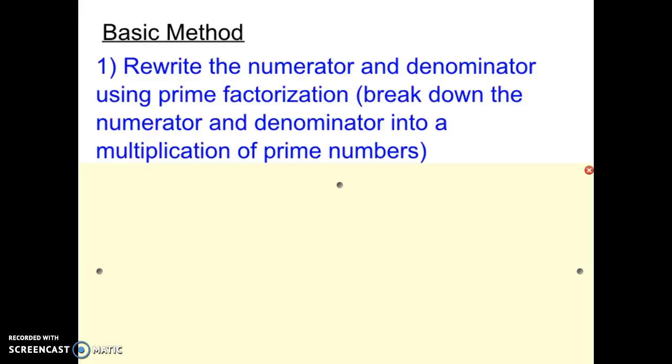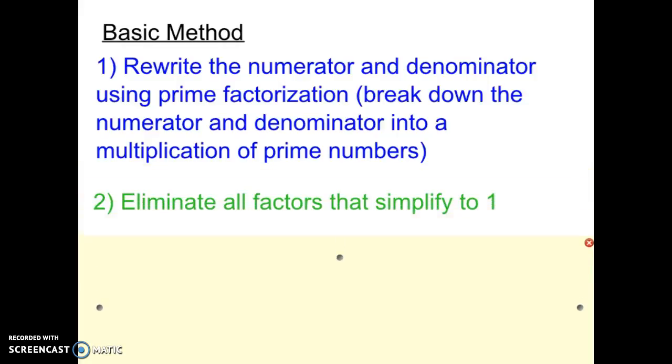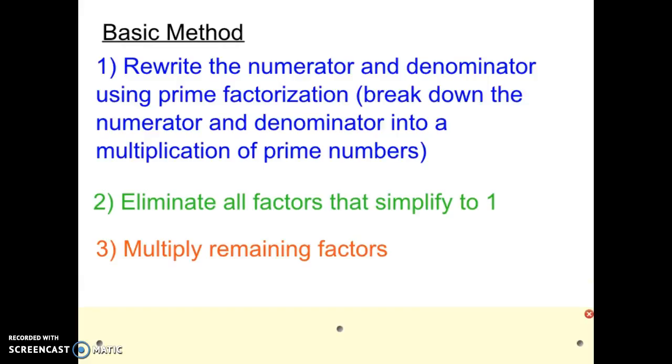First thing you're going to want to do is rewrite the numerator and denominator using prime factorization. That means break down the numerator and denominator into a multiplication of prime numbers. From there, we're going to eliminate all factors that simplify to 1. And then we're going to multiply the remaining factors together.